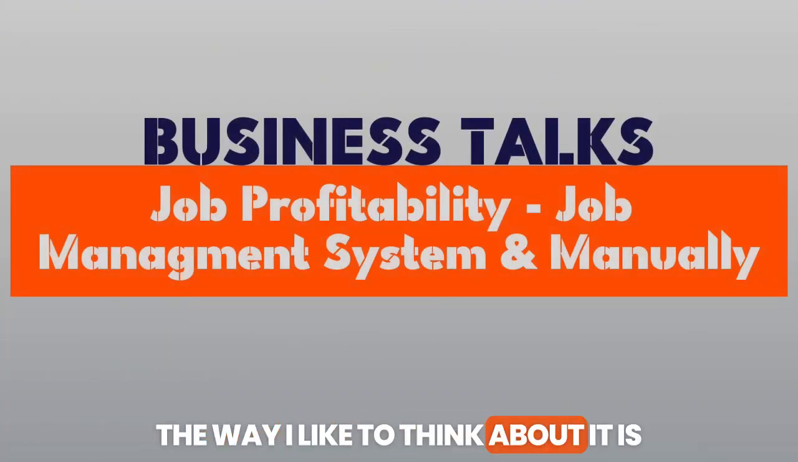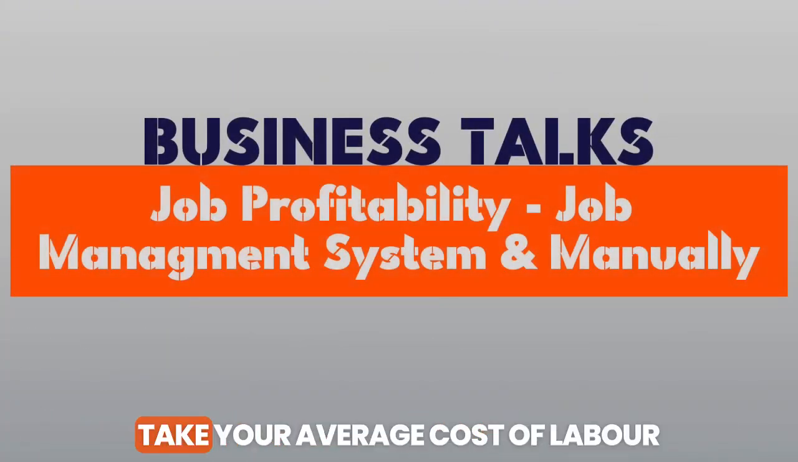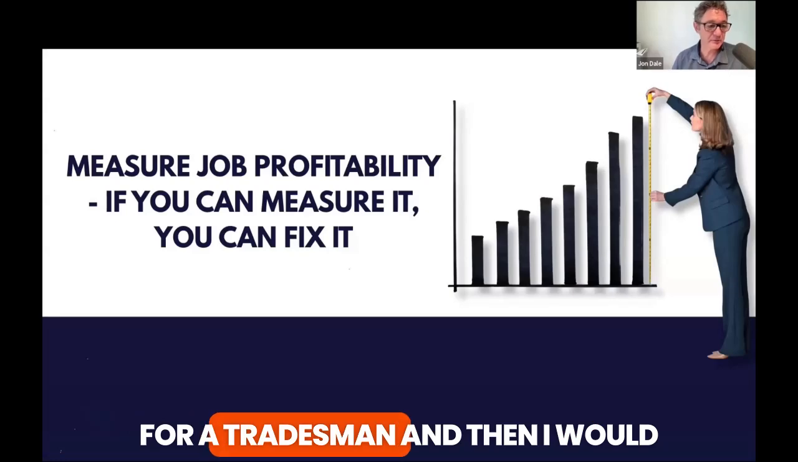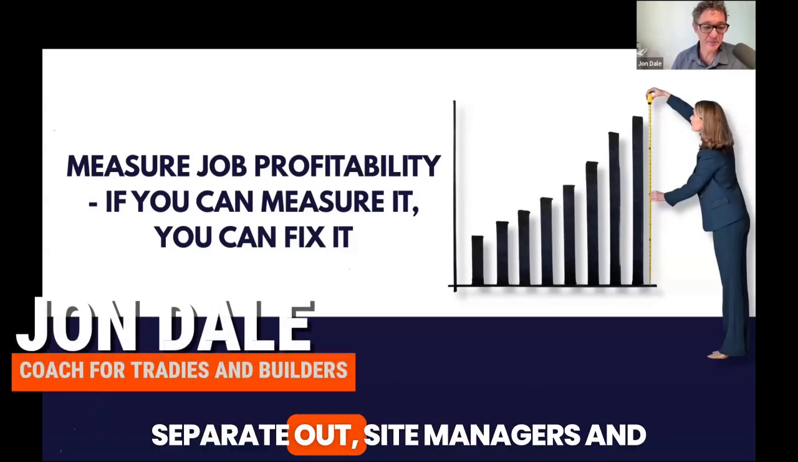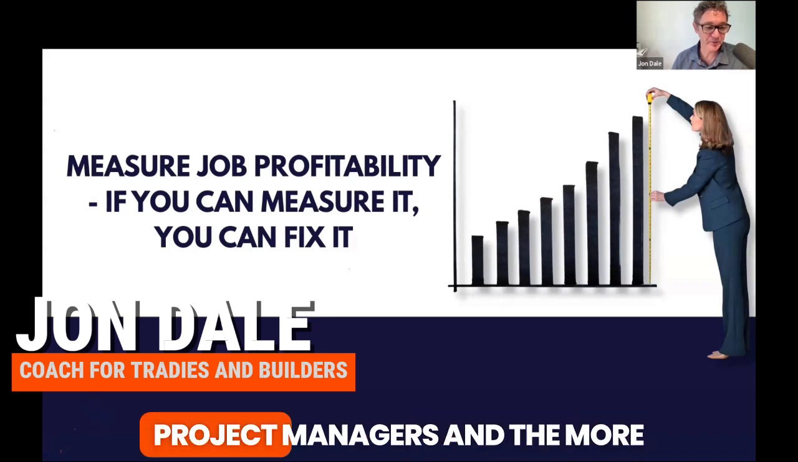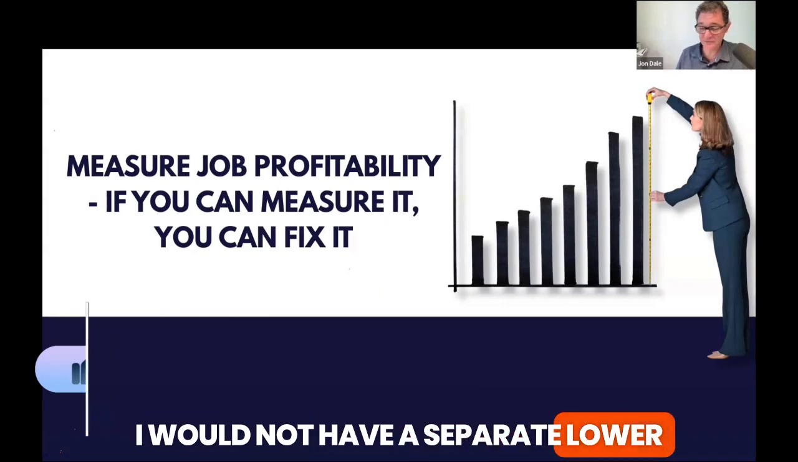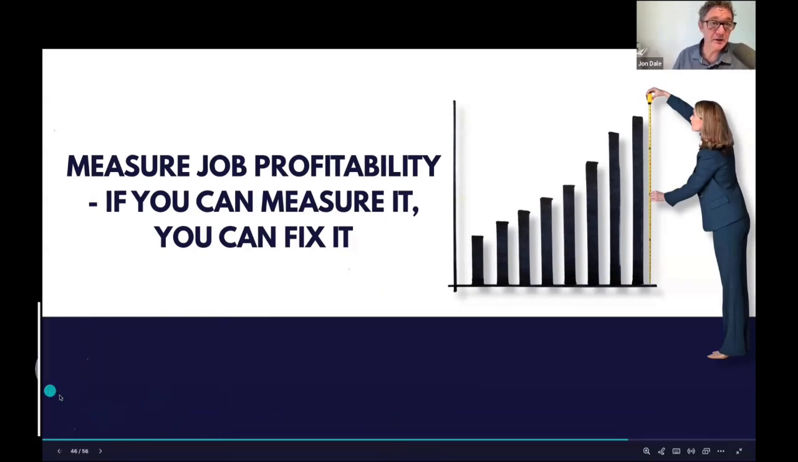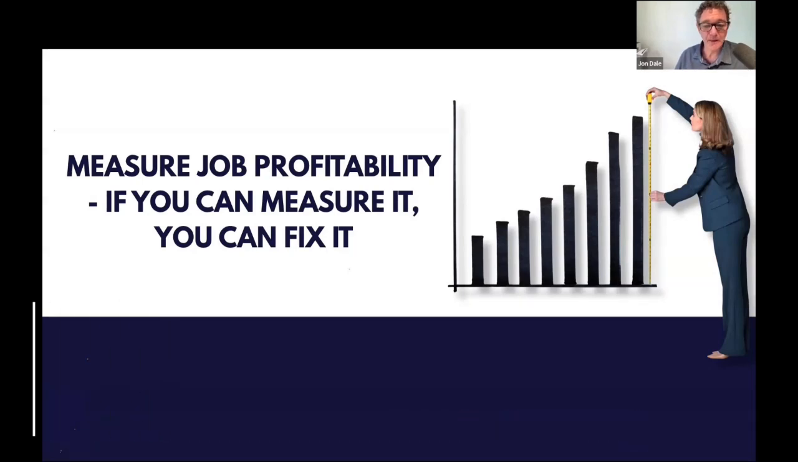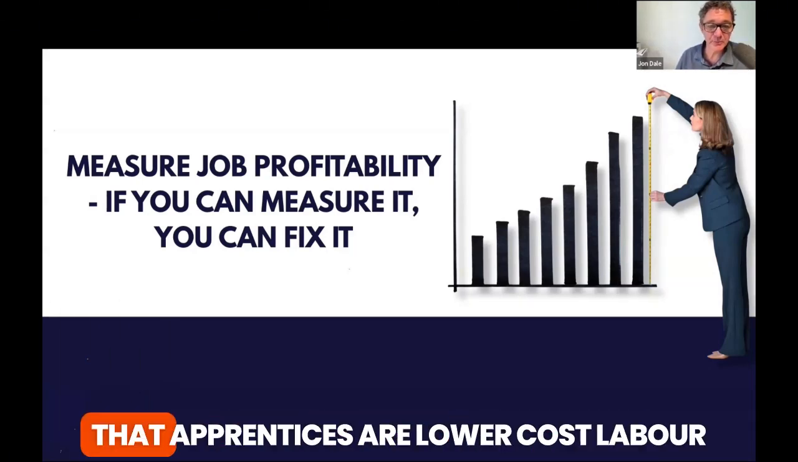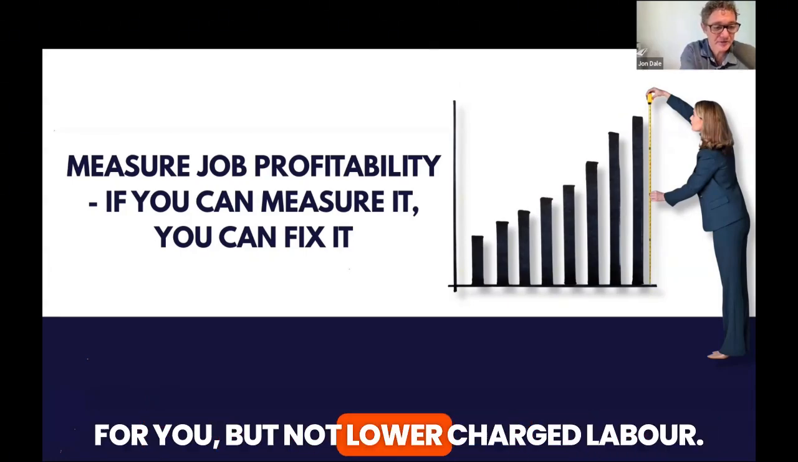The way I like to think about it is, for simplicity's sake, I would take your average cost of labor for a tradesman, and then I would separate out site managers and project managers and the more expensive ones. I would not have a separate lower cost of labor for apprentices. I would have a cost of labor and allow yourself to consider that apprentices are lower cost labor for you, but not lower charged labor.